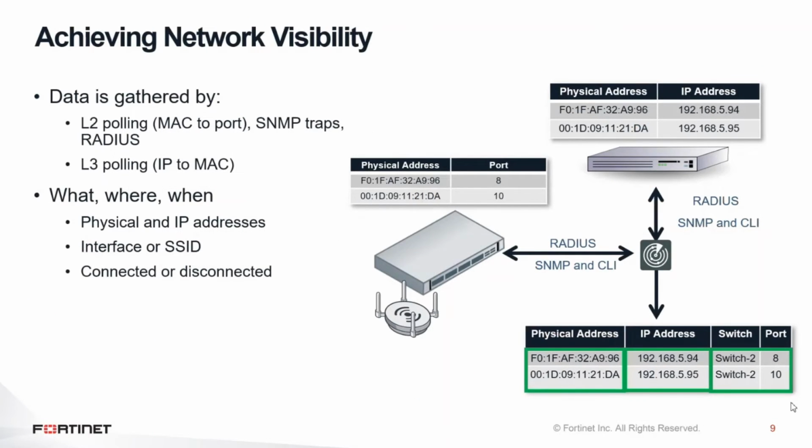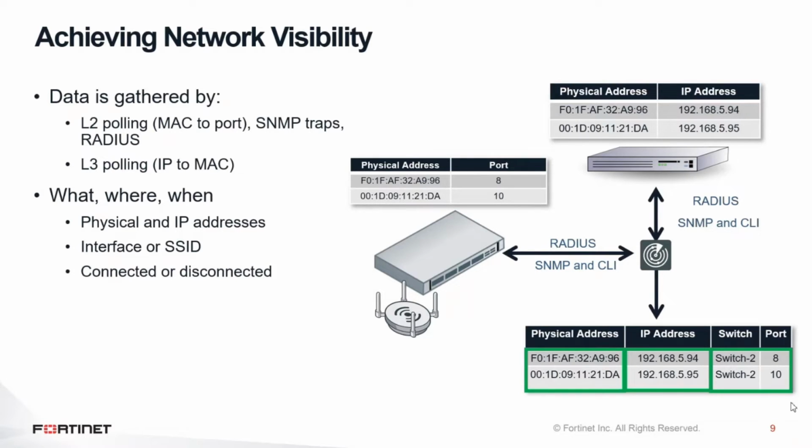So how do we achieve network visibility? FortiNAC gathers visibility information through communication with the network infrastructure that has been established. The methods used for network visibility data collection are, firstly, layer 2 polling, which is used to gather the physical addresses of devices connected to your network. The location information is also obtained as part of this process.